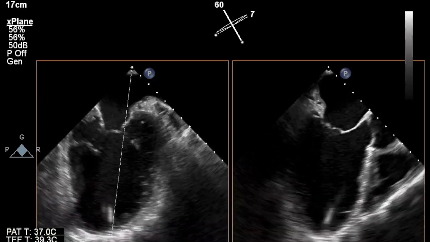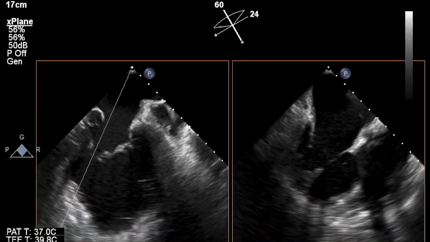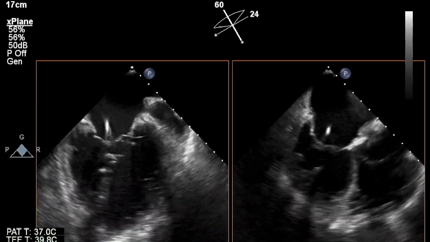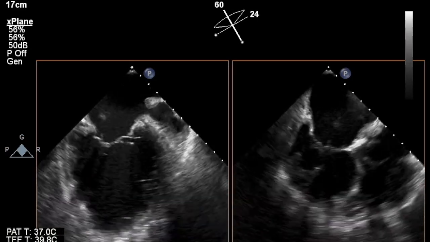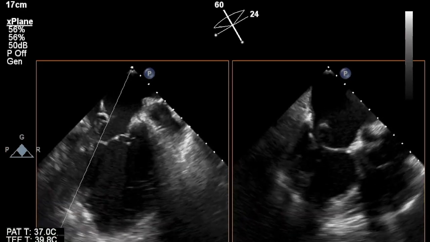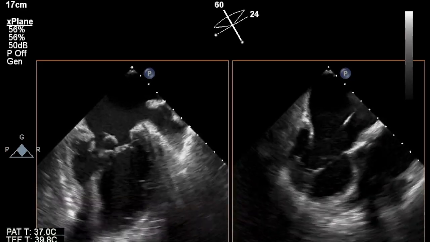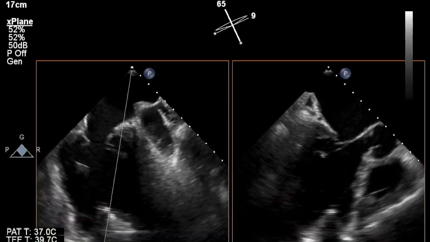A needle access is obtained, the wire is visualized in the LVOT, and then a Fogarty catheter is passed through the mitral valve to confirm the wire does not pass through the chordae. In this clip, you can see the Fogarty catheter and the wire through the mitral valve into the left atrium.